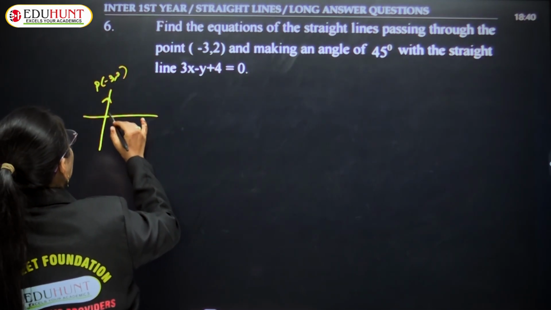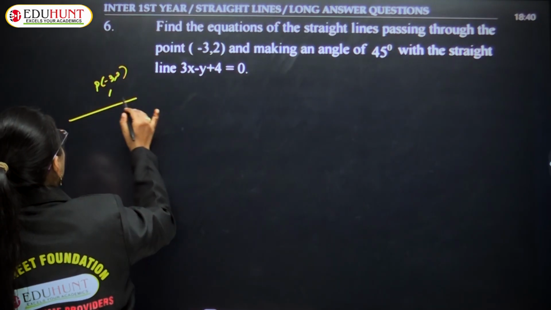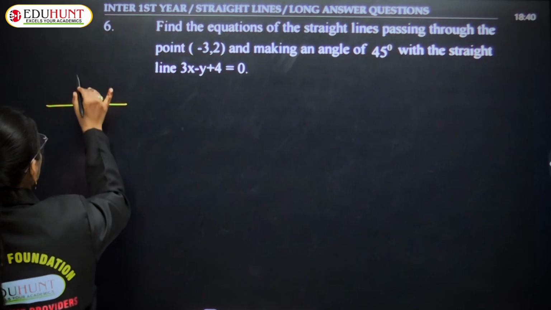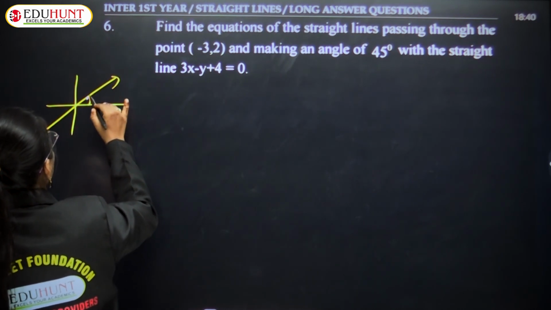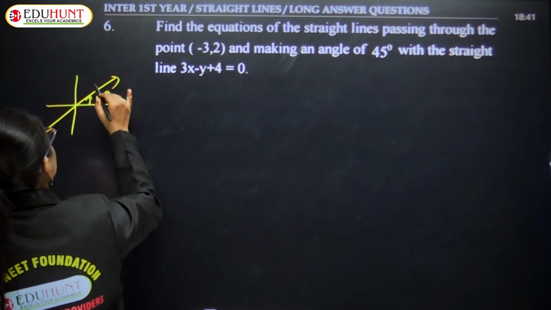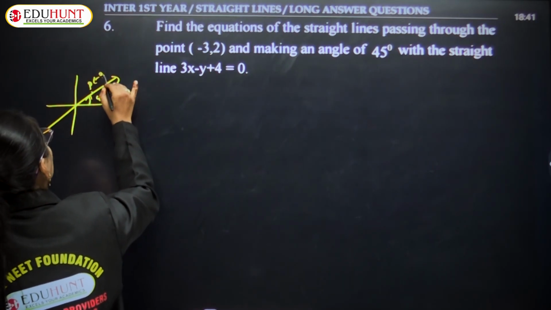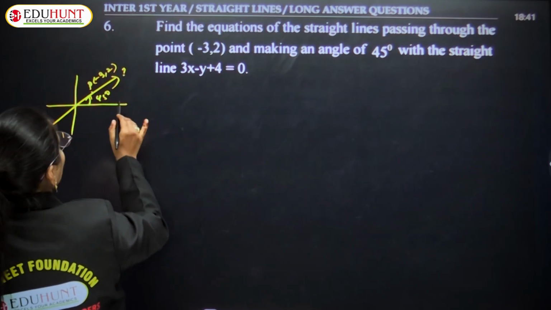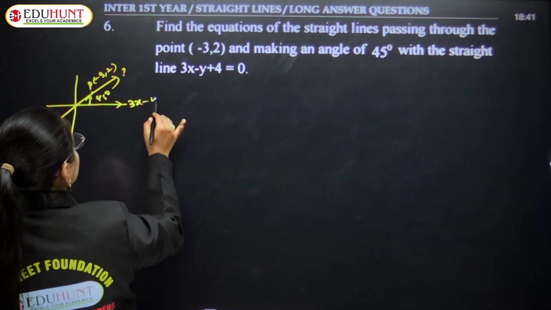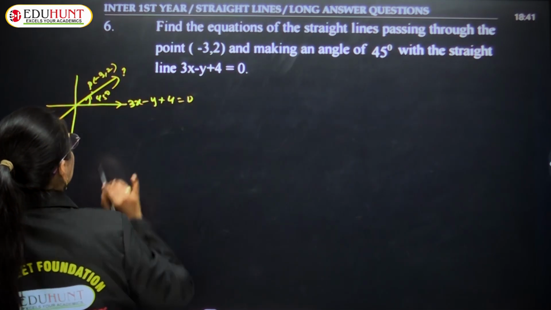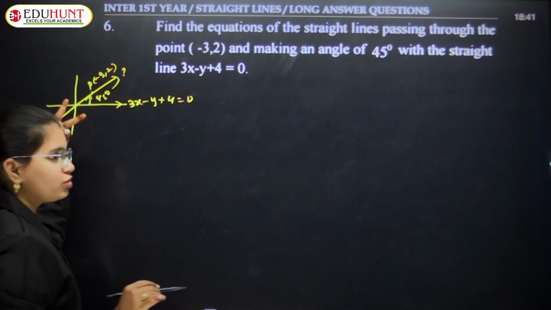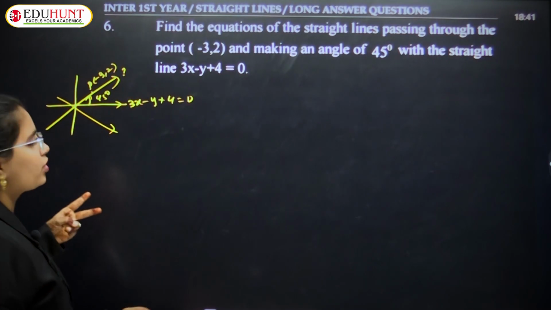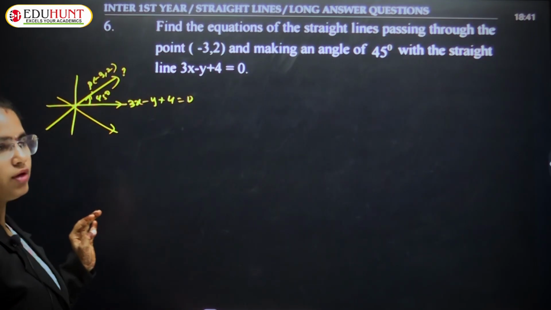Assuming this is an angle making 45 degree with a line, this line is passing through P(-3, 2). You need to find the equation of this straight line. Let us suppose the line 3x minus y plus 4 equal to 0. Understood? We need to find the equations of two straight lines like this.